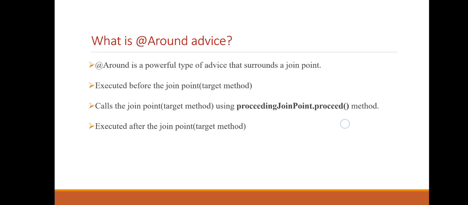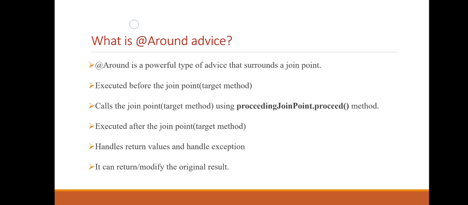That's why it is called surrounding a join point. So this @Around will be executed before, and it will call the join point, and also it will be executed after the join point. Then it can also handle the return values and handle exceptions too. It can return or modify the original results. It can even modify the input too. So it is a very powerful type of advice.